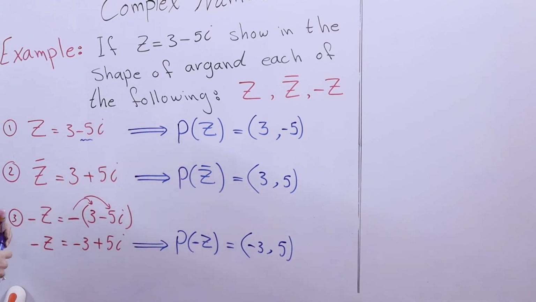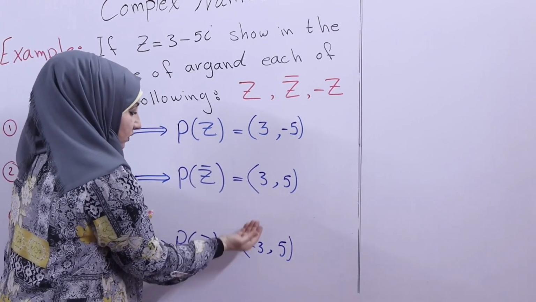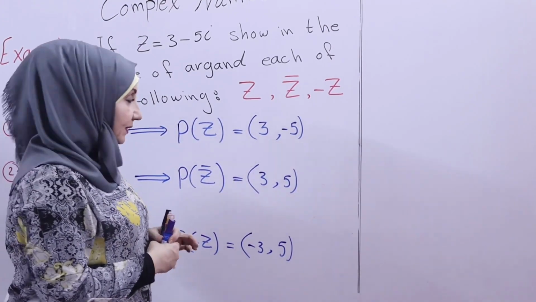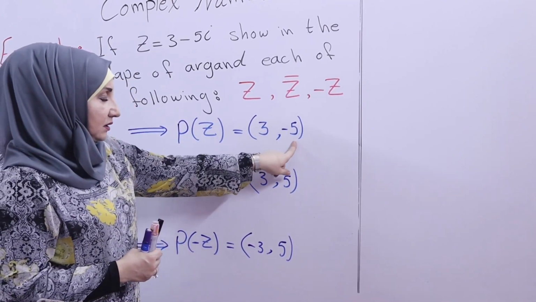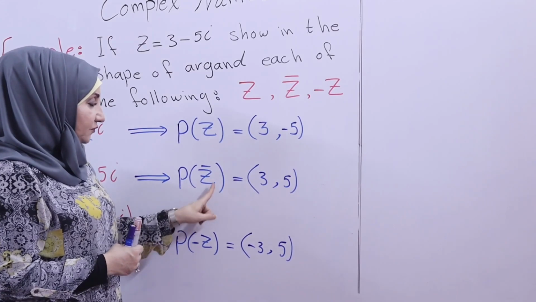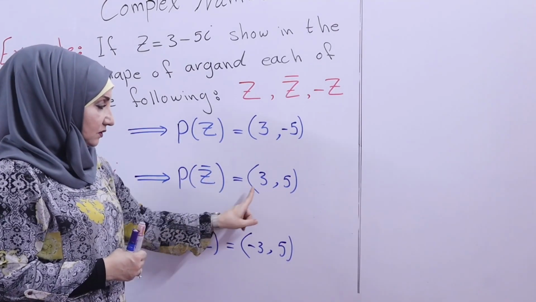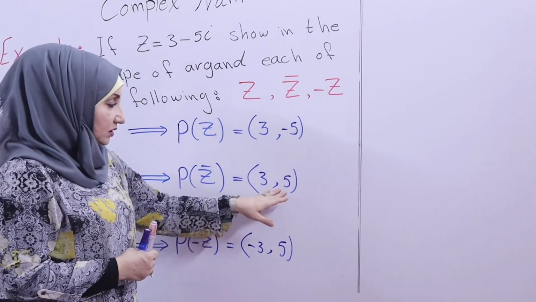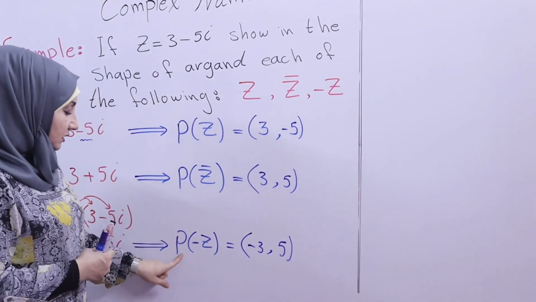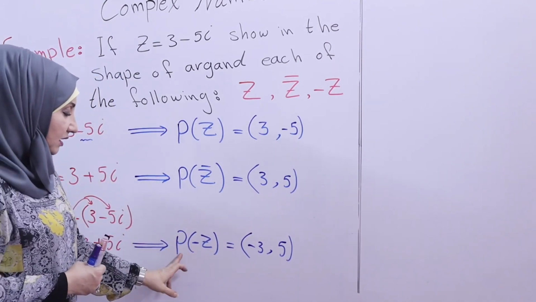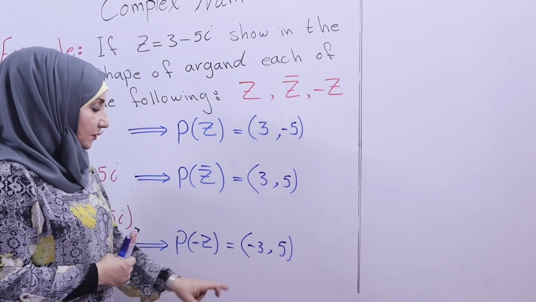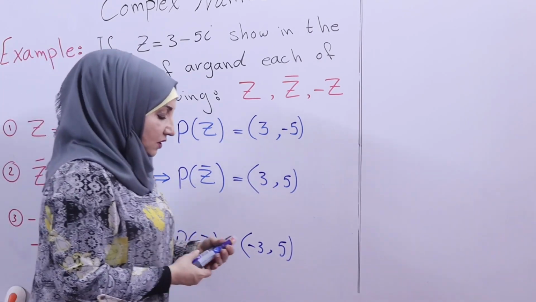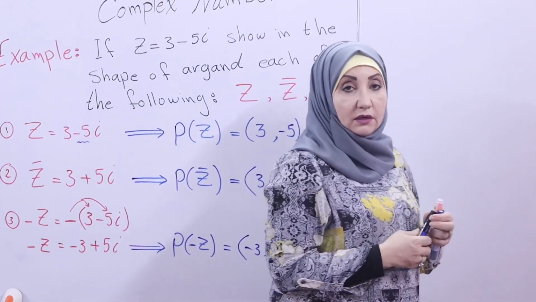So here we have 3 points. We want to represent them in the coordinate plane. The first point for Z is 3, negative 5. The second point for the conjugate of Z is the order pair 3, 5. And the third point for negative Z is the order pair negative 3, 5. So we can represent them in the coordinate plane.